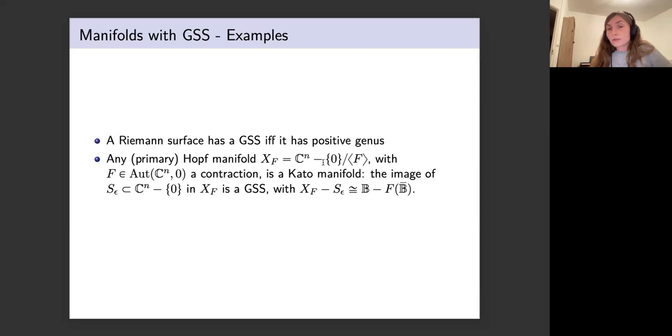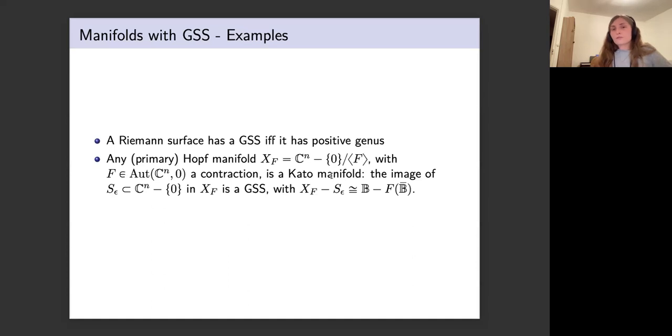And if you just look at the sphere in Cn, or a small neighborhood of the sphere in Cn, and the image in this Hopf manifold, this will not disconnect the manifold. And in fact, when you take out the sphere from the manifold, you can identify this as precisely the ball minus f of the ball, which is in fact a fundamental domain for the π1 of a Hopf manifold here. And so this does not disconnect, and this is really the first example of Hopf.